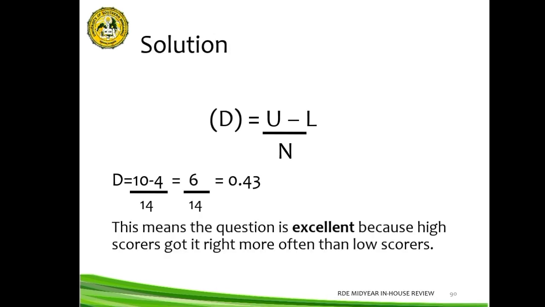Now, let's calculate the discrimination index. So here's the formula: D is equal to upper group minus lower group over N. D is equal to 10 minus 4 over 14. So 10 minus 4 is equal to 6 over 14. The result is 0.43. This means the question is excellent because high scorers got it right more often than low scorers.